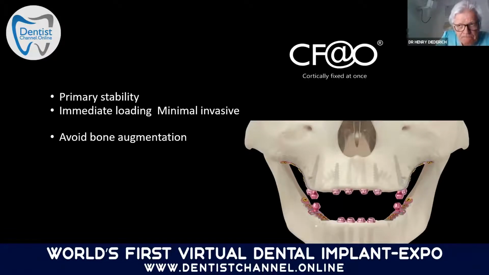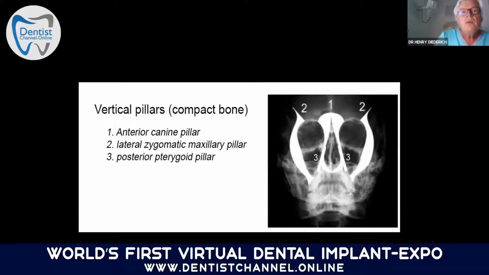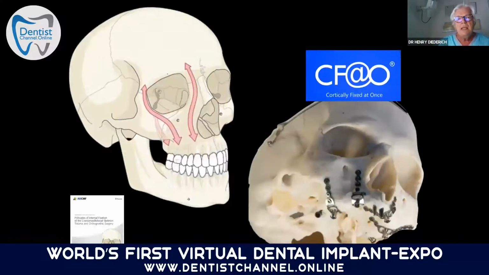What are the goals of cortically fixed at once? We have a primary stability, we have an immediate loading, it is minimal invasive, and we may avoid bone augmentation. We have the vertical pillars. We have compact bone. You see the anterior canine pillar, the lateral zygomatic pillar, and then the posterior pterygoid pillar. It is there we will use our anchorage for our implants. So let's see how it works.